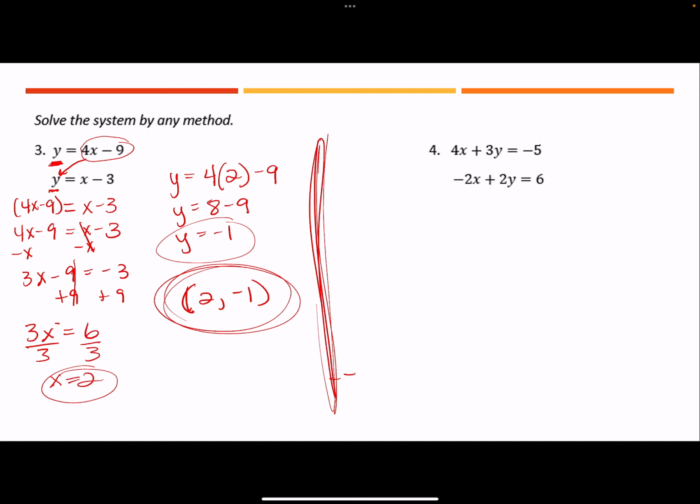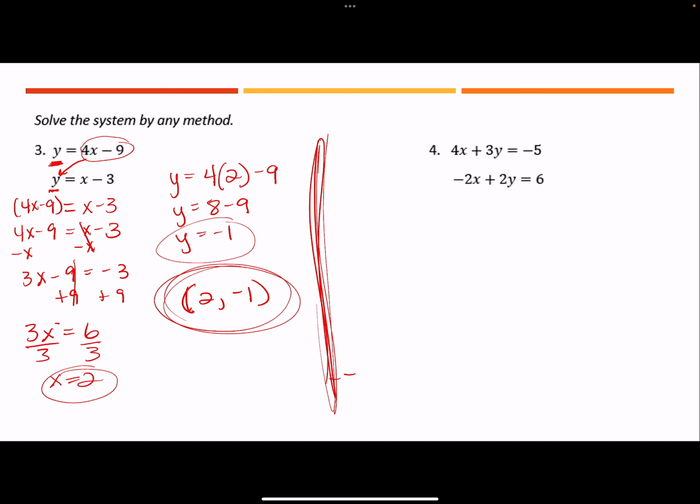All right, so that was number 3. Let's look at number 4. If I look at number 4, think to yourself, are these equations both in standard form, ax plus by equals c, or do I have one variable by itself? So to me, it looks like they're both in standard form, right? Ax plus by equals c. Elimination is going to be easier most of the time when that's the case.